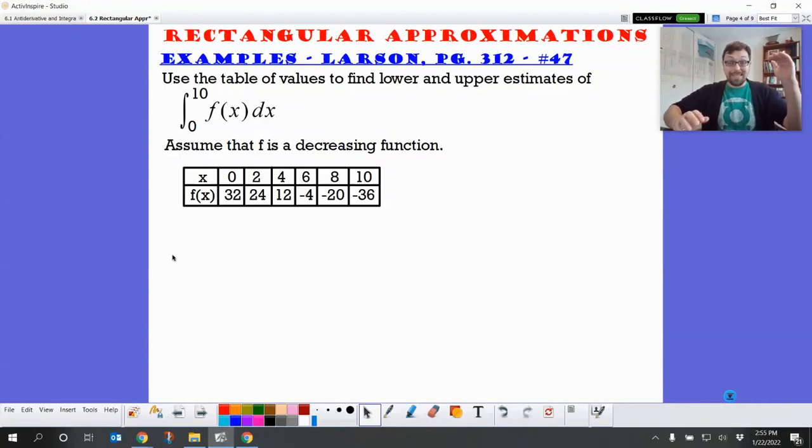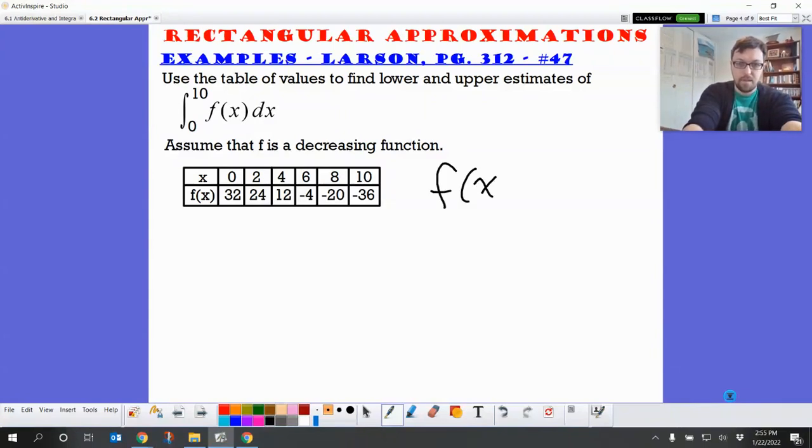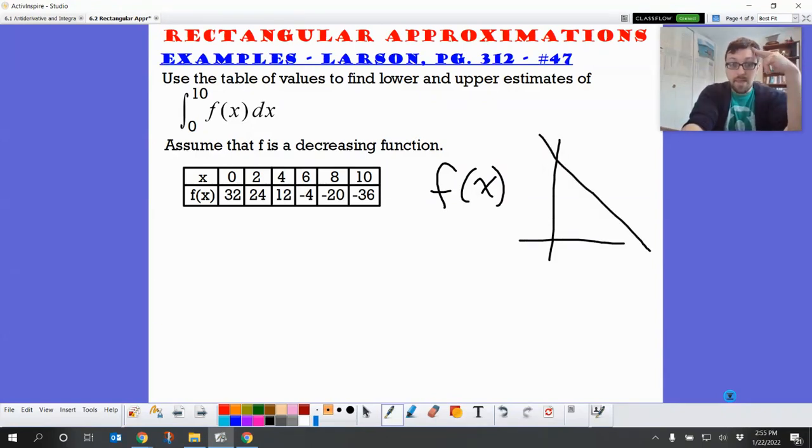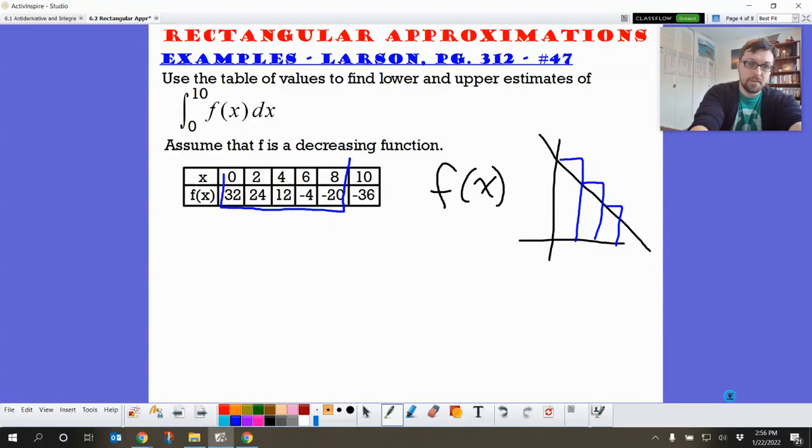we're going for. So, if it's a decreasing function, so if f of x decreases, so f of x looks like this, then the one that is going to give us that bigger approximation, if that thing is decreasing, is going to be whichever one grabs these pieces. So this will give us the upper estimate.